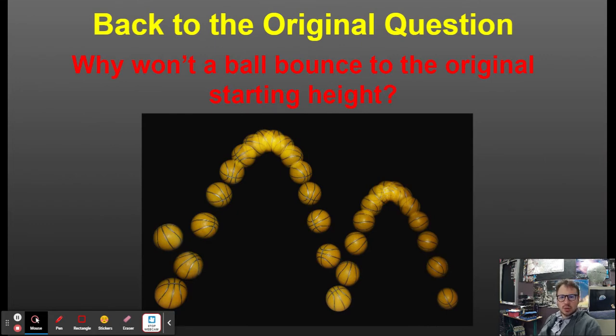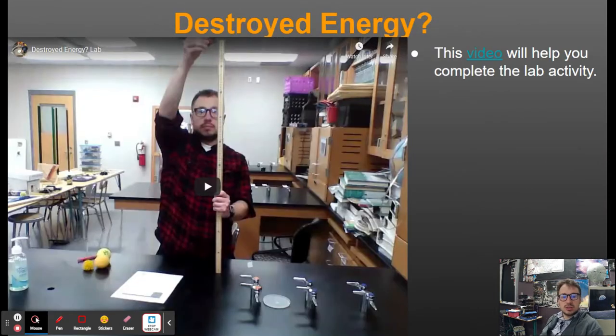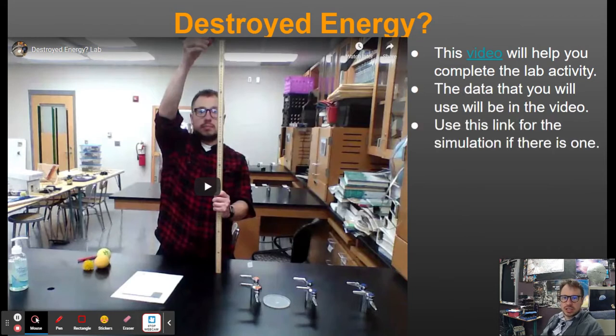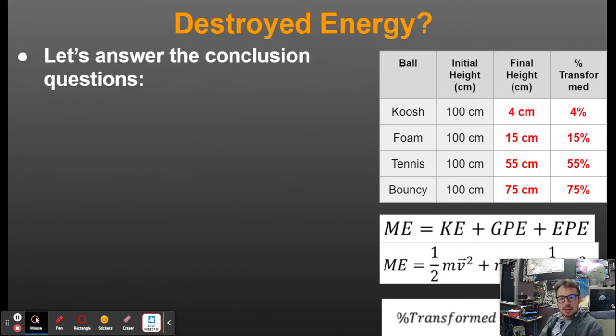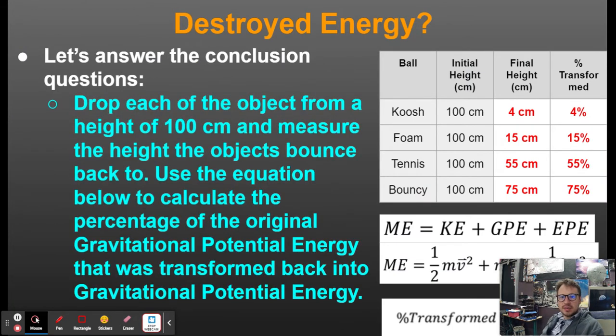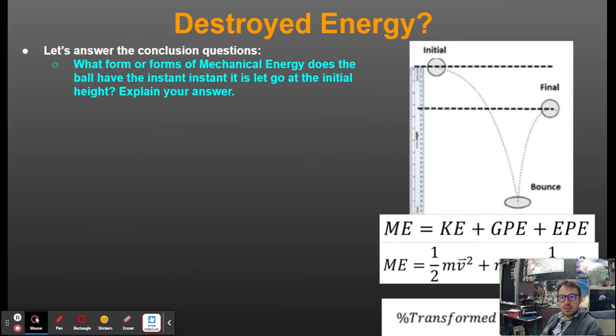So let's answer this question, though. Why won't a ball bounce to its original starting height? To do this, we did the destroyed energy lab. And if there's a question mark, spoiler, energy does not get destroyed in this lab. We dropped each of the objects from a height of 100 centimeters and measured the height that they bounced to. We use the equation to calculate the percent of that energy that was transformed back into gravitational potential energy. You'll notice the percent transformed is the percentage of the final height that it bounced back to. And we'll figure out why that is later.